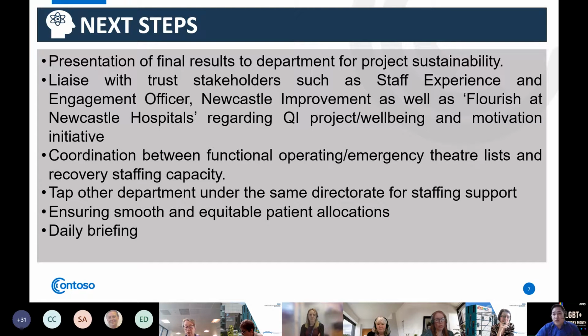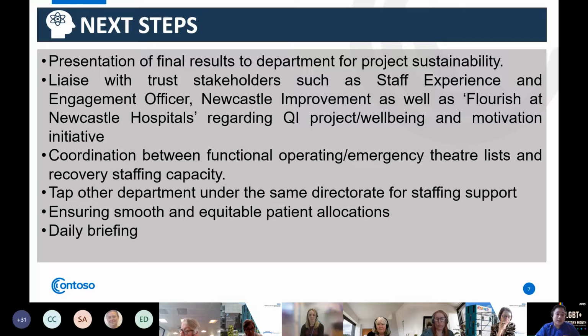And it worked quite well because after the presentation, the department saw anesthetic staff, scrub staff, and even ITU staff who would help the department during peak hours. So we were essentially working as one. The nurse in charge also had a critical role in these steps and in moving forward by ensuring smooth and equitable patient allocations, so that patient allocations were made equally and nobody goes home overworked.